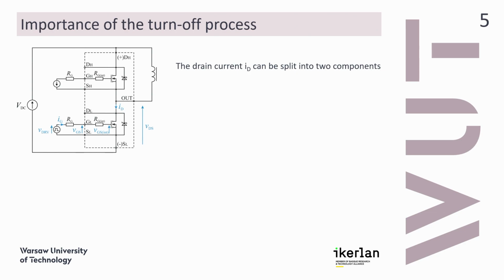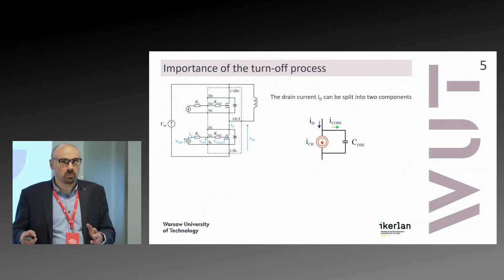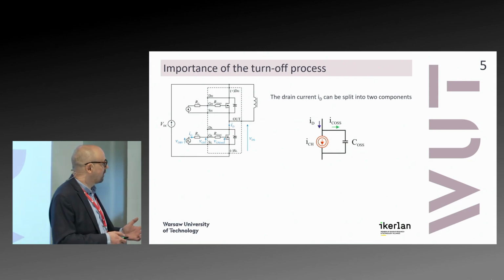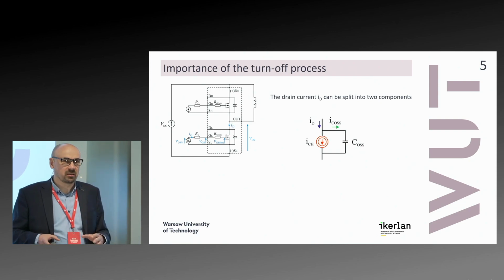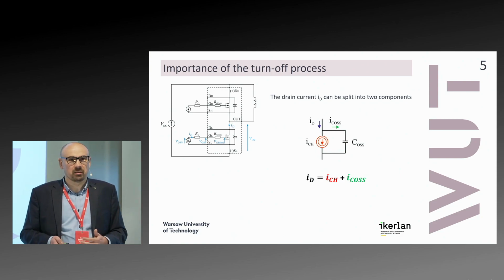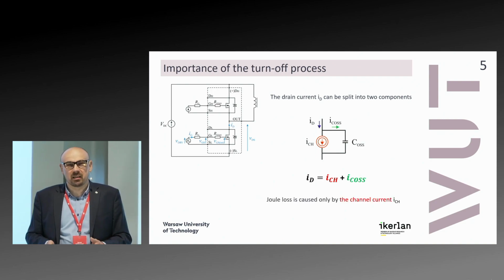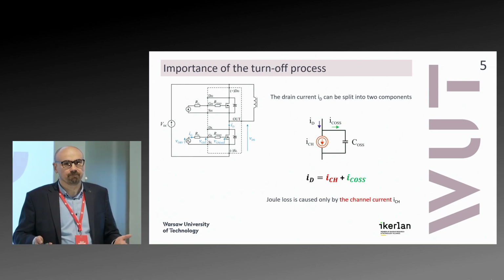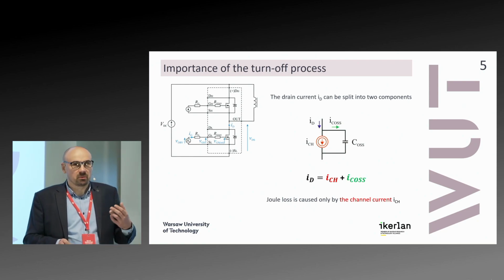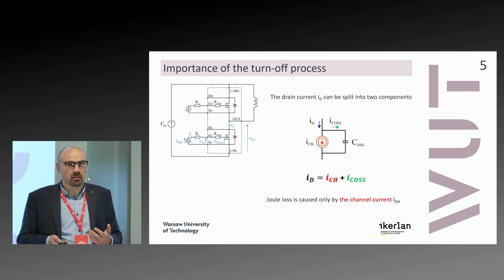because we can split the drain current during turn off into 2 components. I apologize to the device people for this simplification because it's not that easy as in the drawing, but basically we have the channel current component and let's say this capacitive component. And I marked the channel current in red because it causes loss, and the rest does not. So basically to identify and estimate the loss, we need to know the channel current, not the drain current.